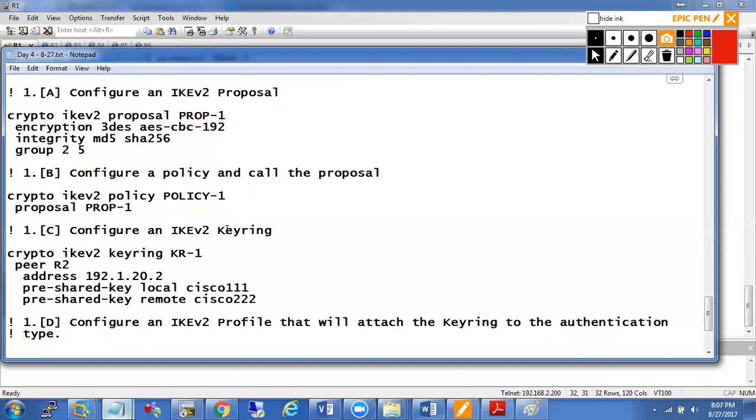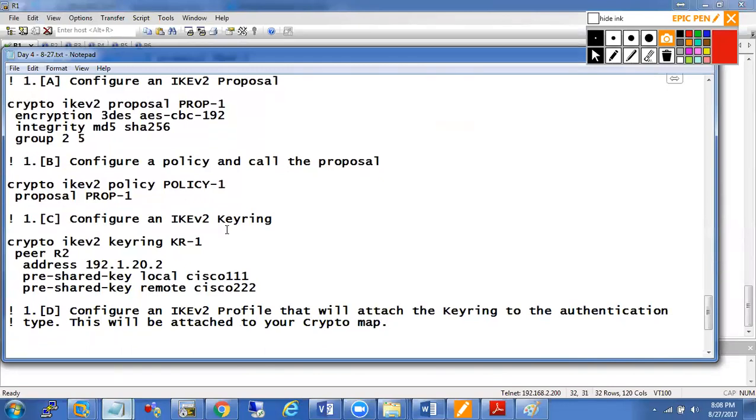The reason for generating a keyring is to have local and remote keys. Yeah, it gives you more flexibility, because with the same command you could not do that. So a keyring allows you the ability to do that in IKEv2. This will be attached to your crypto map. The IKEv2 profile will be attached to your crypto map.